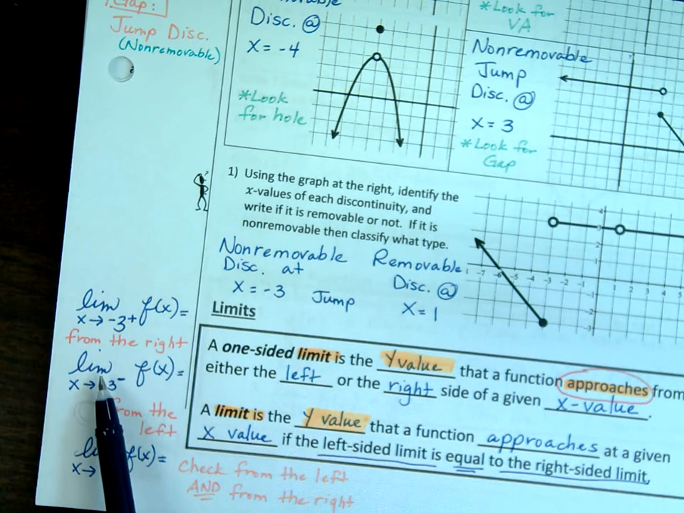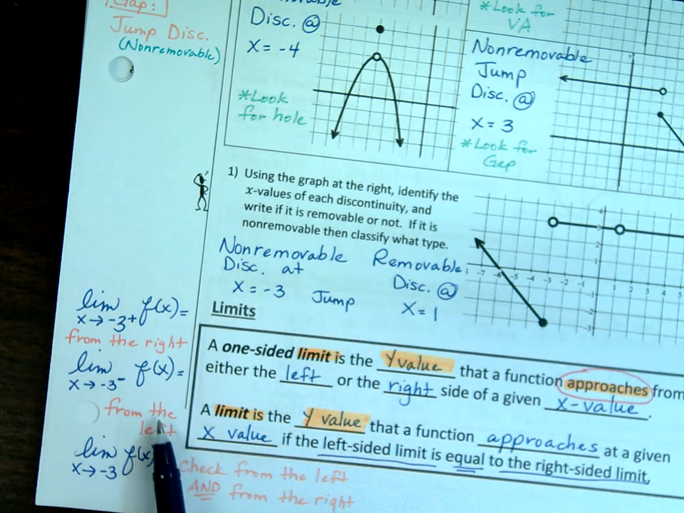If I'm coming from the left, then instead of a plus sign after the -3, now there's a negative sign. And that means you're looking at it as I come from the left. And if there is no sign after it, like my third example here, I'm looking at the limit as x approaches -3 and it doesn't say left or right, that means I have to check it from the left and from the right and make sure that they match. They have to be equal is what he's saying in the box there.